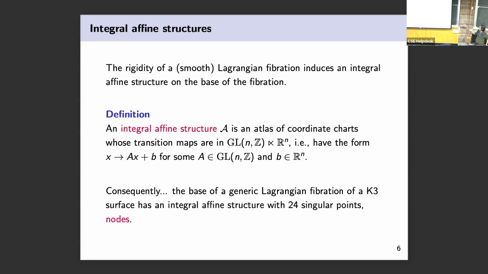And so what this tells you is that if you want to study a Lagrangian fibration of the K3 surface, you can learn a huge amount about it just by looking at the base of the fibration, because that sphere in the base has a geometry on it in which the structure group is GL(n,Z) semi-direct product with R^n. So that's the affine group, or AGL(n,Z).